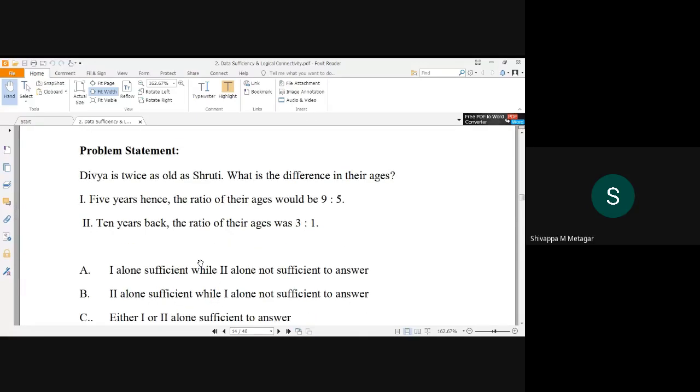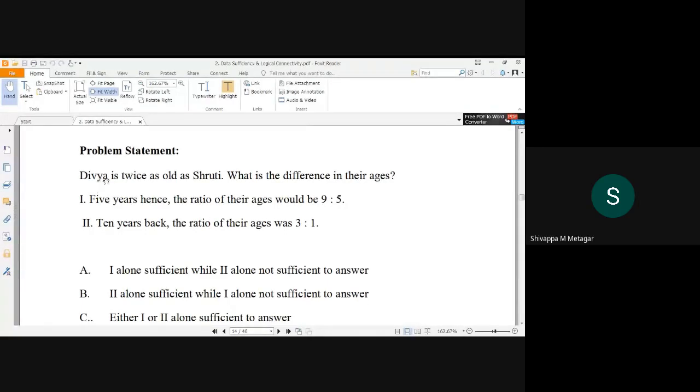Okay, here see the next question they have given. Divya is twice as old as Shruti. What is the difference in their ages? Now what is our question? We have to find out the difference in age. The first statement they have given: 5 years hence, the ratio of their ages would be 9:5. The second statement: 10 years back, the ratio of their ages was 3:1. How do we have to find out?